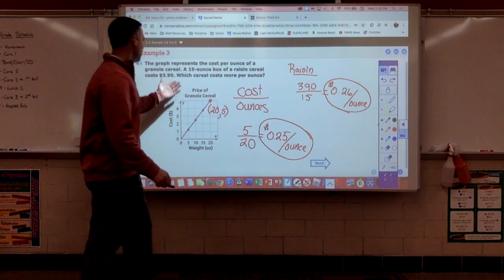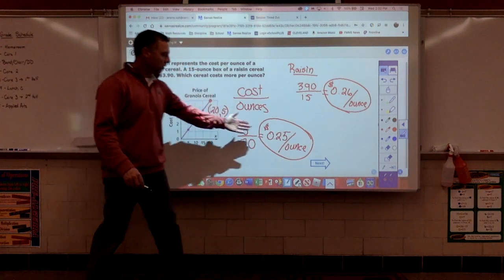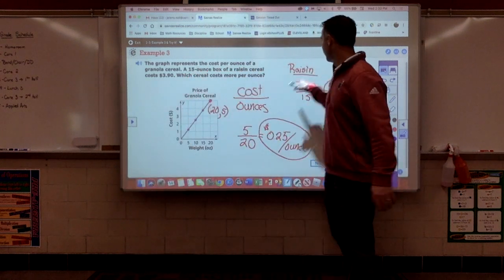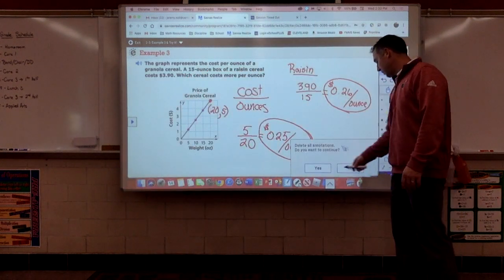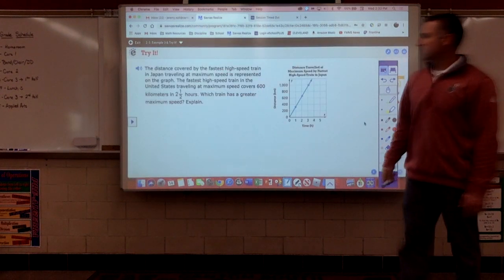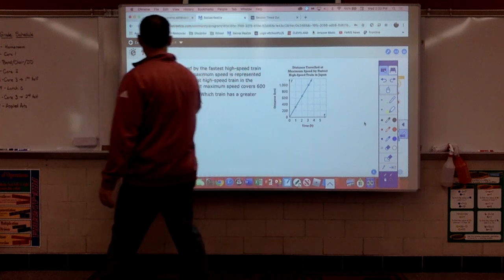Which one costs more per ounce? The granola, that's 25 cents per ounce, or the raisin, that's 26 cents per ounce. That's right, the raisin cereal. Okay, now we go to the try it section. This looks good. Let's listen.